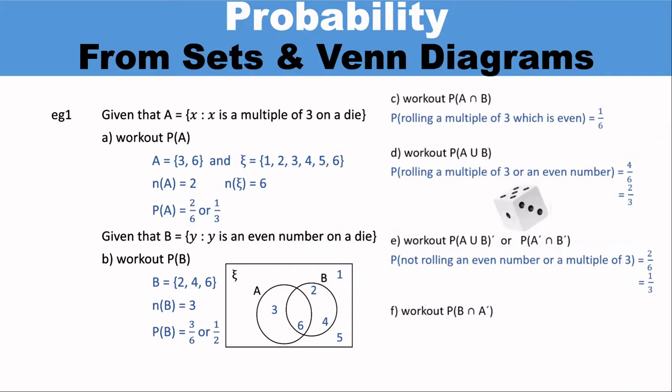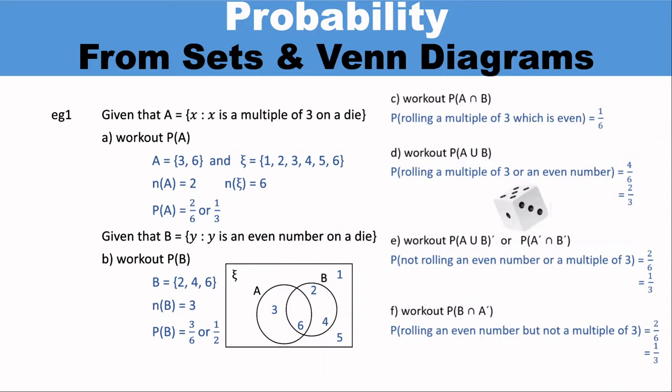Finally, the probability of B intersect not A. That is the probability that it's in set B, so it's an even number, but it's not in A. It's not a multiple of 3. So while it's inside set B, it's not this value here because that value is inside A. So there are two values which are in B but not in A. So the probability of rolling an even number, which is not a multiple of 3, is 2 out of the total number of elements in the universe, which is 6, 2 over 6. And again, we can simplify. Both 2 and 6 can divide by 2.